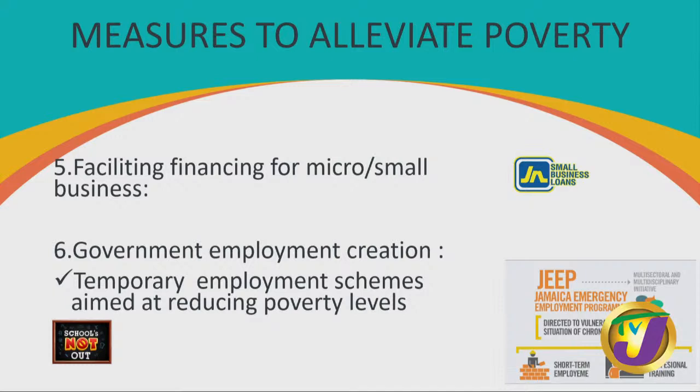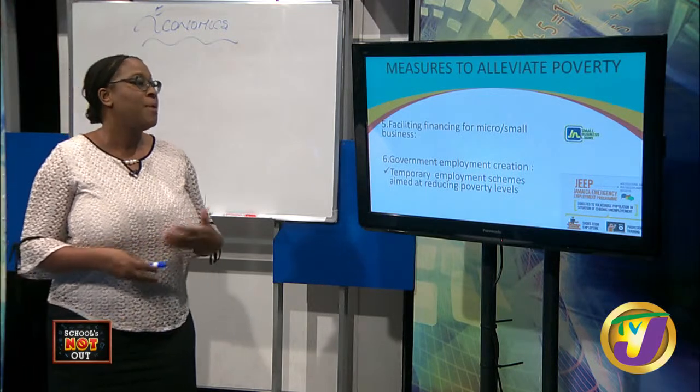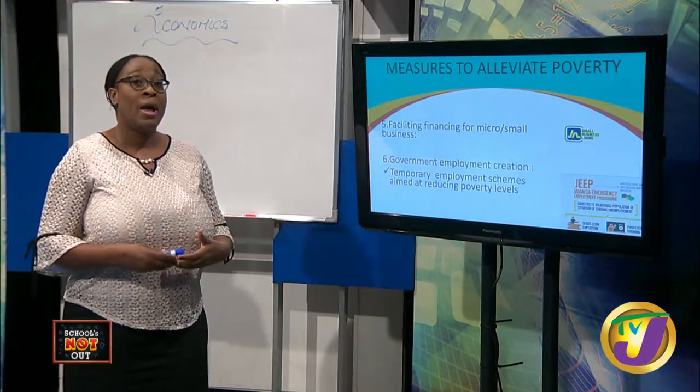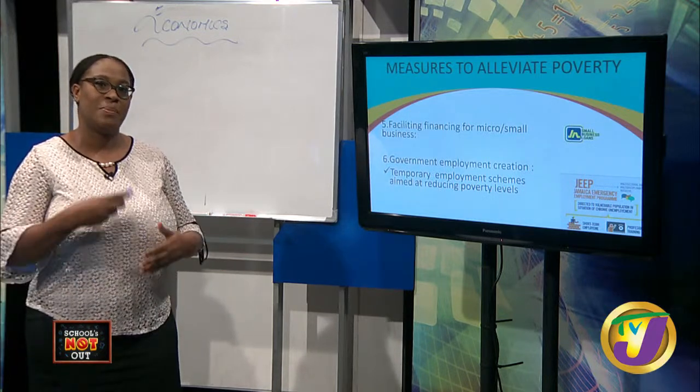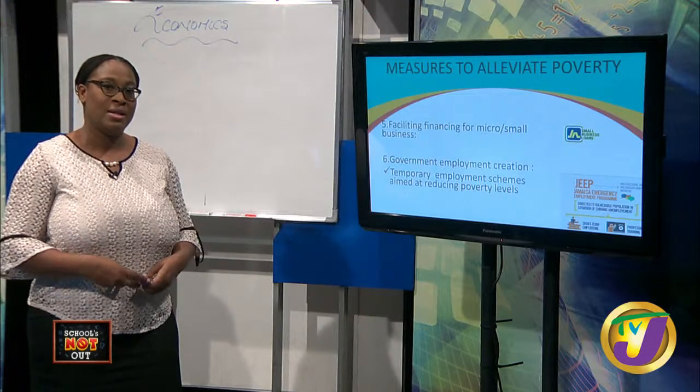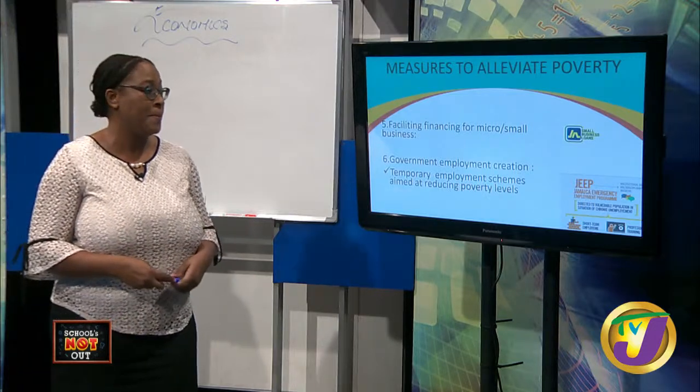And then we have the government employment creation, where even though it's temporary, it really helps. It's a temporary employment scheme aimed at reducing poverty levels. So some years ago, there was a program, the Jamaica Emergency Employment Program, where persons got jobs on a short-term basis. For some persons, they were able to attain employment in the industry that they were in because, based on attitude and aptitude, the employer decided to keep them. All right?